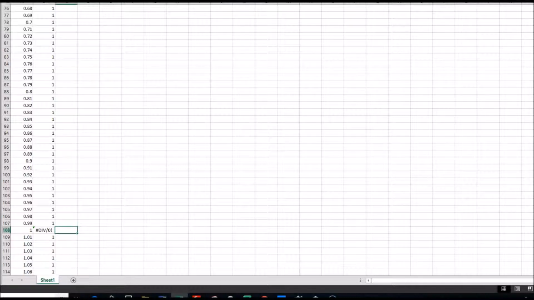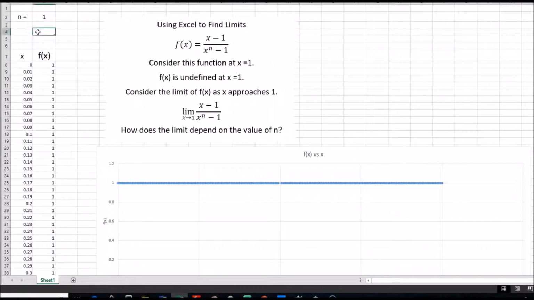So I want to get the average of the value before plus the value after. So we're looking at how it approaches it from both sides and taking the average of those two. So the limit is in C108, and it's 1, all right?